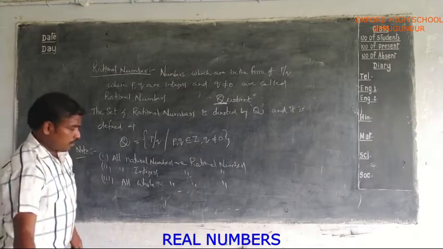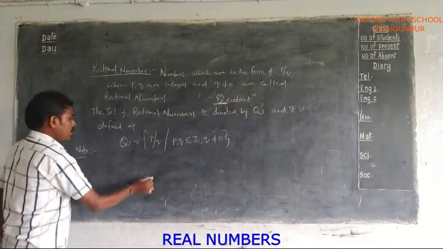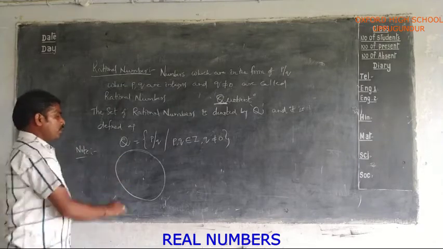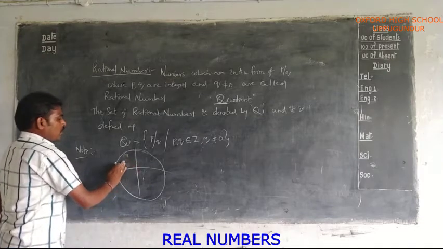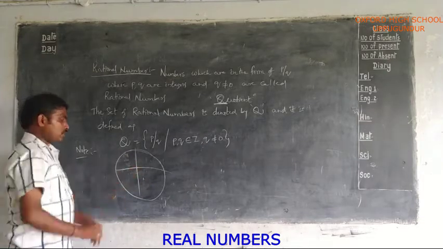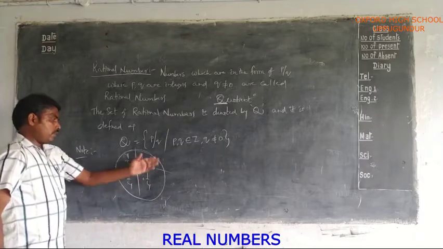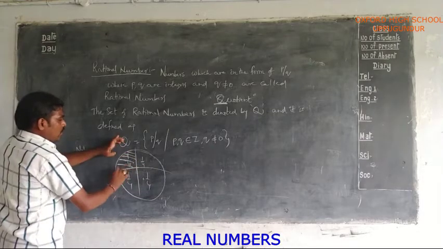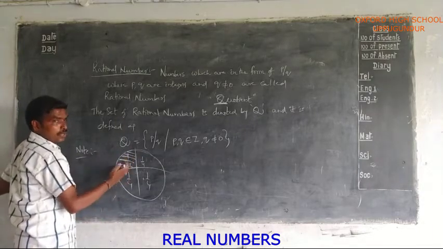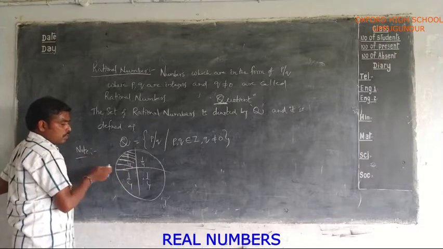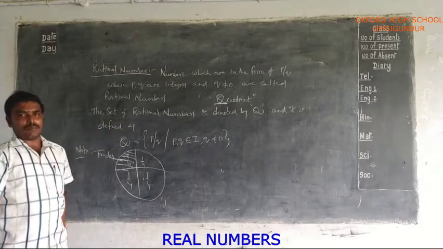So other than this, we have fractions also. Fraction means a part of a whole. When you are considering a whole and dividing it into 4 parts, each part is 1 by 4. So these are fractions. In this total whole, we are considering this part. That's why it is called a part of a whole. That's why it is a fraction. All these fractions are also rational numbers.